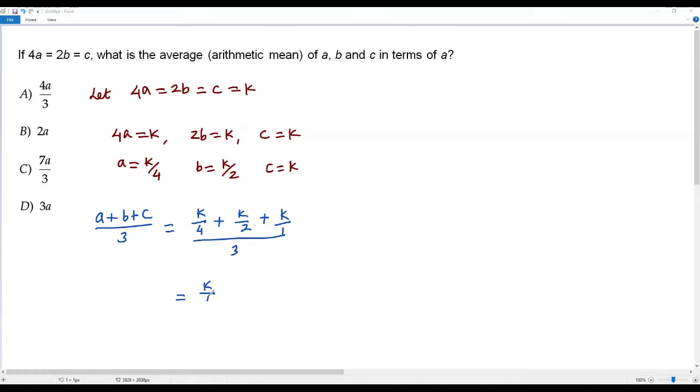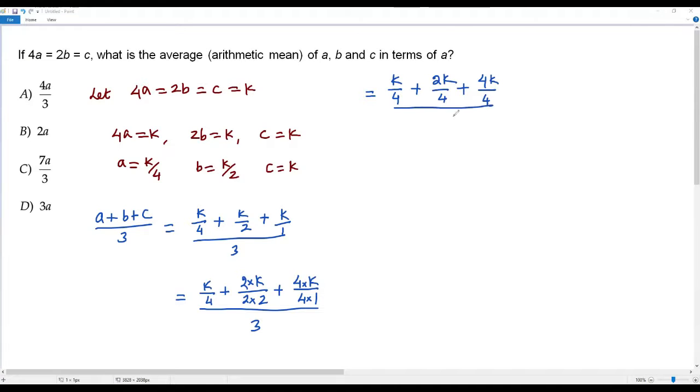Let me write this k over 4 as it is. Now to get the denominator 4 in the second fraction, I have to multiply both numerator and denominator by 2, because here the denominator is 2. When I multiply it by 2, it will become 4. So then we get 2 times k divided by 2 times 2. And in the third fraction, I have to multiply both numerator and denominator by 4. Then I'm getting 4 times k divided by 4 times 1. Everything has to be divided by 3. So let me continue over here. We get k over 4 plus 2k over 4 plus 4k over 4, all divided by 3.